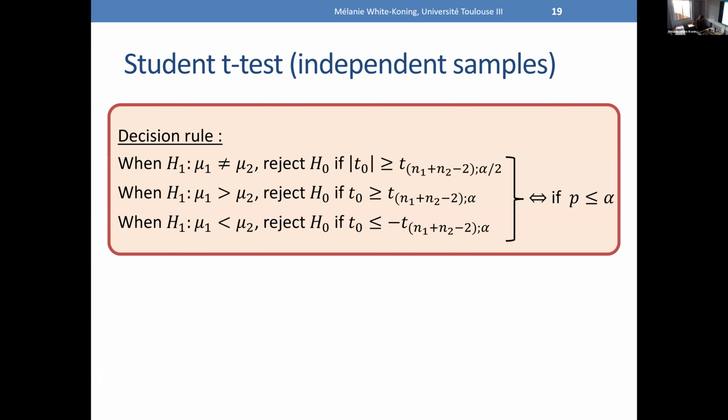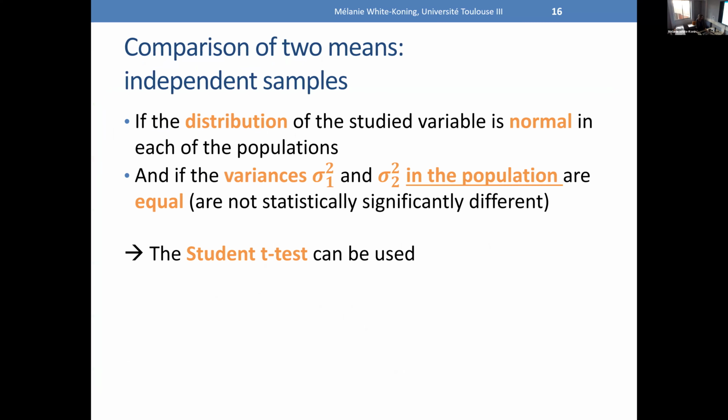And so I'm just going to go back a few steps to explain the general case, and then we'll go back to the example. When you're comparing two means in the case of independent samples, if the distribution of the studied variable is normal in each of the populations, and if the real variances of the variable we're interested in, here for instance the duration in minutes of the surgery, are equal in the populations, then you can use a Student t-test for independent samples.